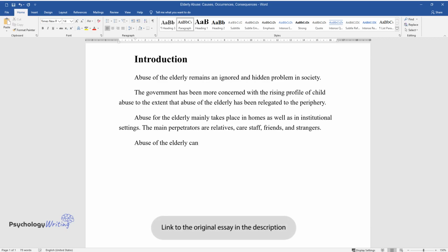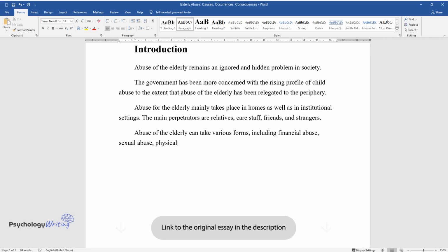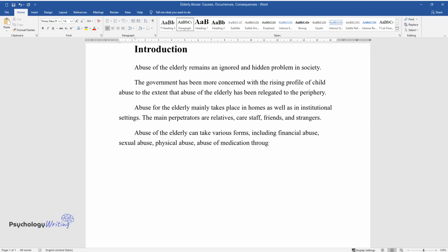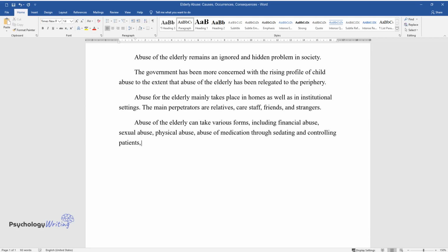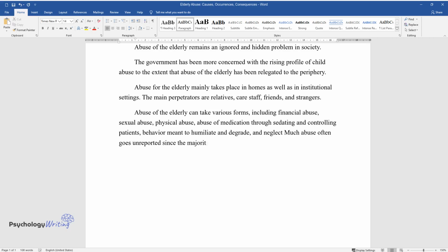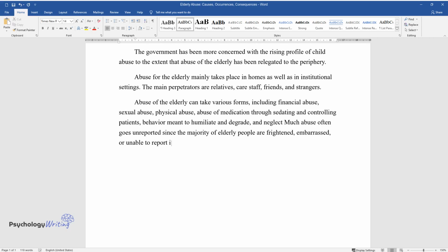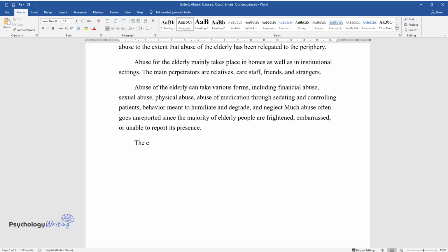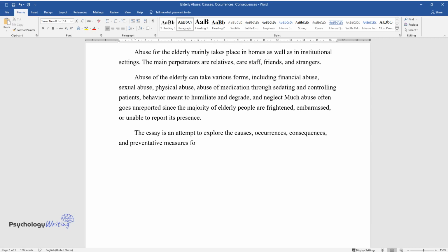Abuse of the elderly can take various forms, including financial abuse, sexual abuse, physical abuse, abuse of medication through sedating and controlling patients, behavior meant to humiliate and degrade, and neglect. Much abuse often goes unreported since the majority of elderly people are frightened, embarrassed, or unable to report its presence. The essay is an attempt to explore the causes, occurrences, consequences, and preventative measures for elderly abuse.